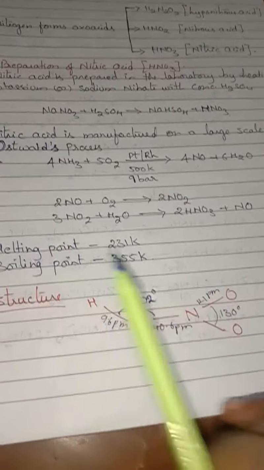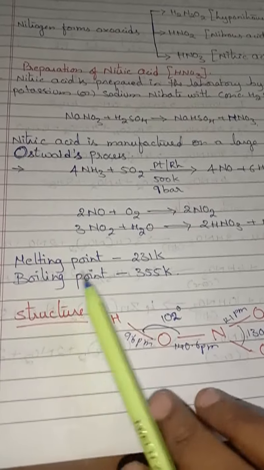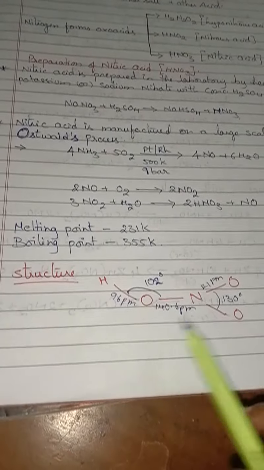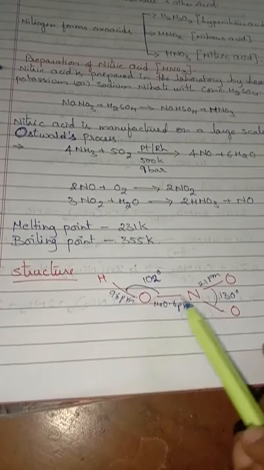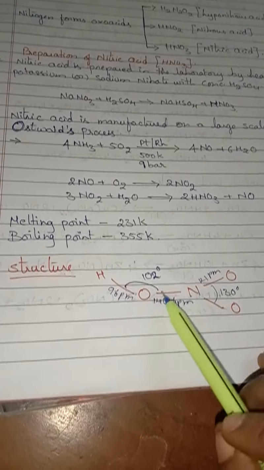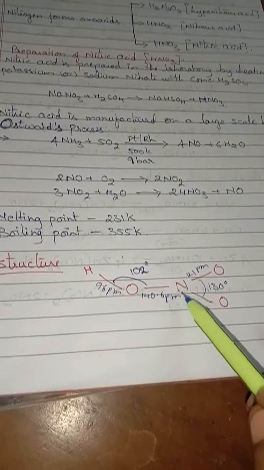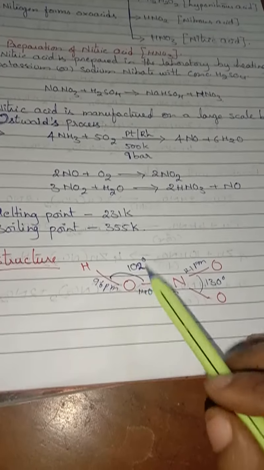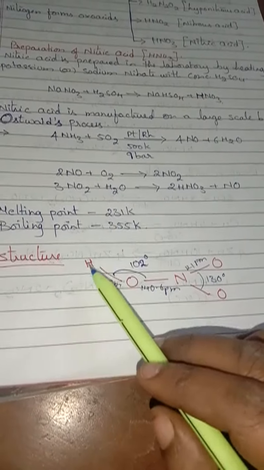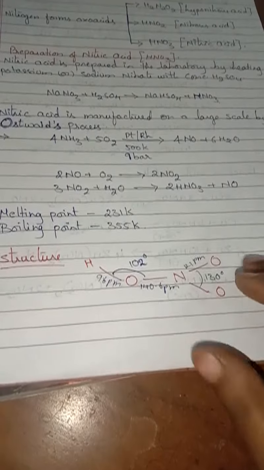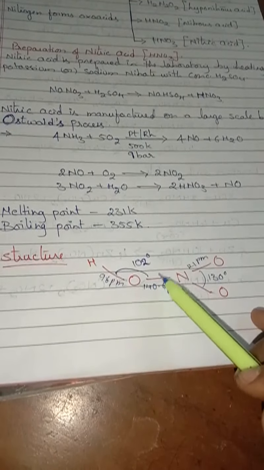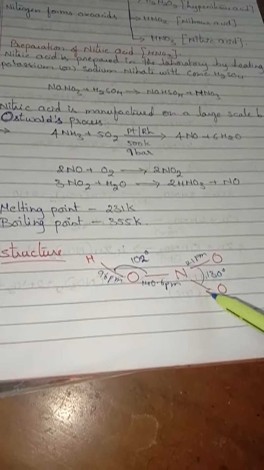So nitric acid melting point is 231 Kelvin and its boiling point is 355 Kelvin. If you see the structure of nitric acid, HNO3, N is combined, as it is having 3 bonds, its valency, basing on their valency, with 3 oxygens, and 1 oxygen combines with hydrogen. So this is the structure of HNO3. The bond angle between hydrogen and nitrogen is 102 degrees, and here for oxygen it is 130 degrees. And see here, this is how you have to draw the structure of nitric acid.